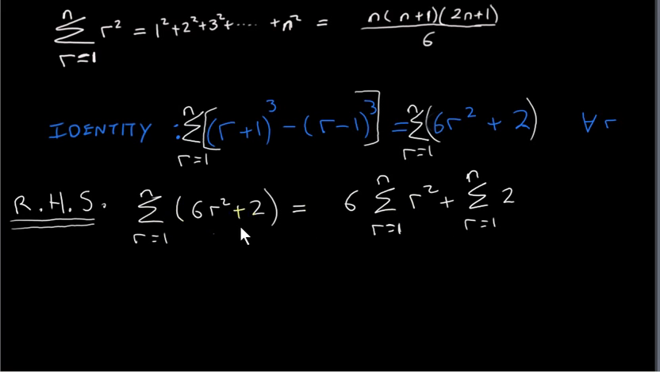Now I'd better explain why we can do what I just did, why we can break this thing into two parts and pull out the 6. So one way to show you that would be to actually do the sums on both sides.